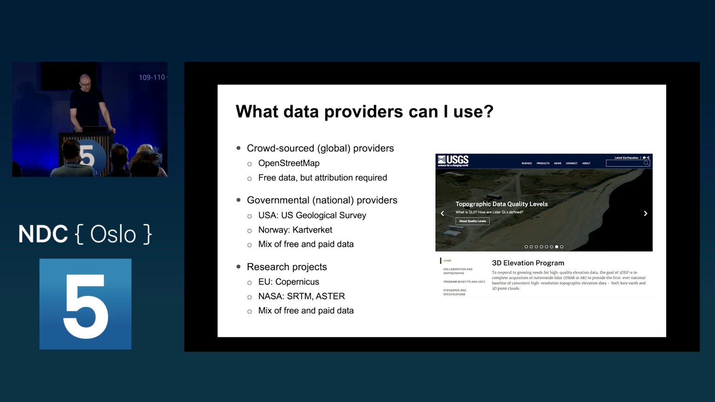And then you have research projects that sometimes provide data across the entire globe. Some examples there are the EU's Copernicus project, which delivers great satellite photos. I will get back to that. NASA also has done some research projects that give terrain models of the entire world. The SRTM and the ASTER datasets are two examples of that. Those are basically satellite names or project names that provide data. So there's also a mix there of free and paid data, typically depending on resolution. High resolution data might cost something. The lower resolution data is usually free. So these are the data providers you typically will interact with, one of those categories here.